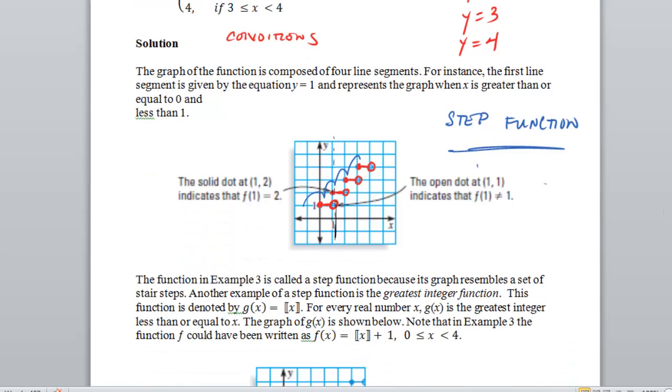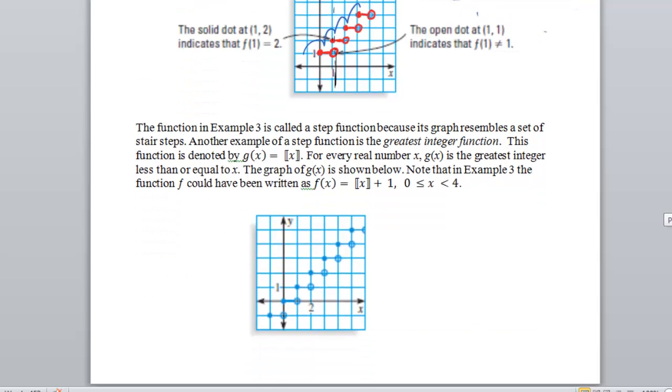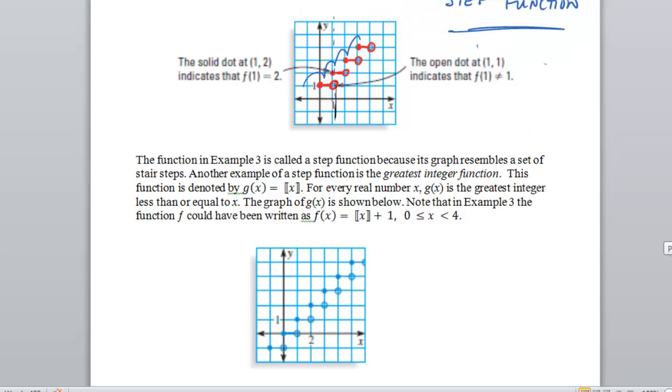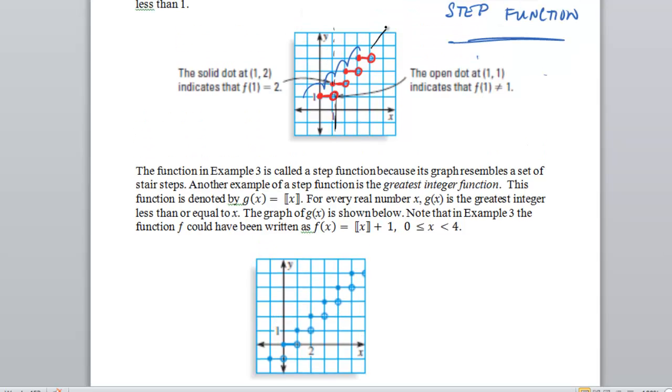Well, actually I take that back. I forgot that we're going to introduce to you an infinite step function. If the graph above were to continue on with steps infinitely going up and infinitely going down, what we technically have here is what we call the greatest integer function.